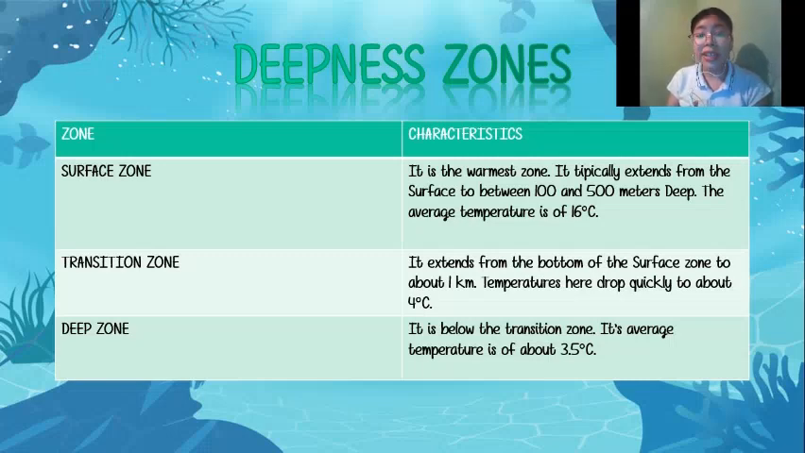Then we have the deep zone. The deep zone is below the transition zone. So where the transition zone ends, we start with the deep zone. Its average temperature is about 3.5 Celsius degrees. So here it's way colder than it was in the surface zone. So these are the three characteristics of these zones, talking about temperature and deepness. Yes, because these two concepts are pretty much related.